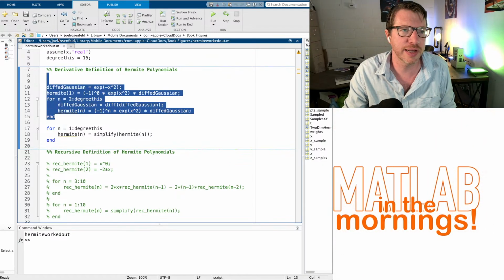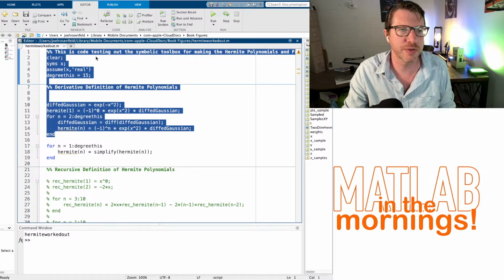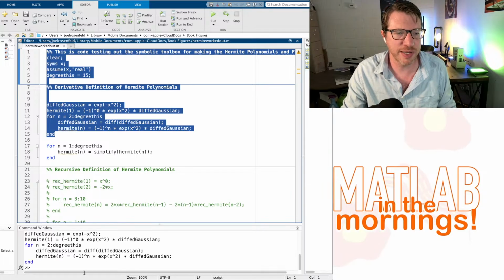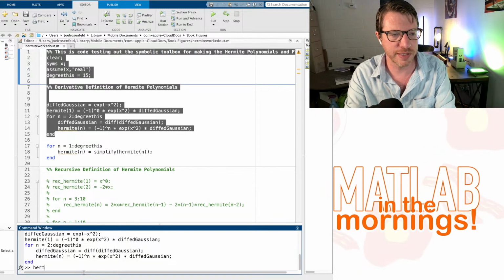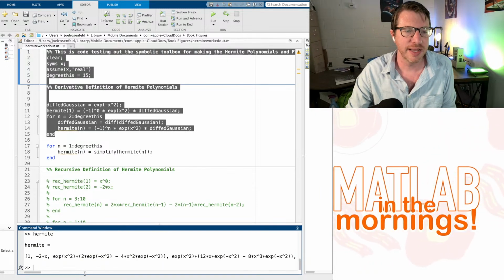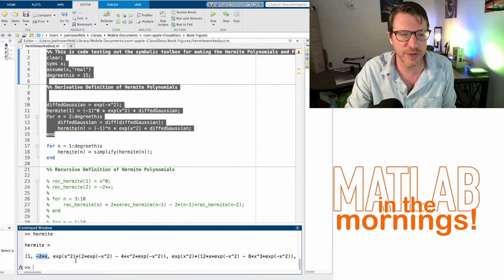And so we can go ahead and just run this portion of the code, and then we can look at what my Hermite vector is. And you can see you have all this stuff. You have 1, you have -2x, and it's simplified in those cases, but after this point it stops simplifying. So it has e to x squared, and we end up having this minus 4x squared and all this stuff.